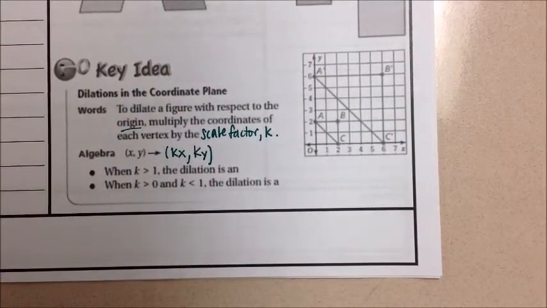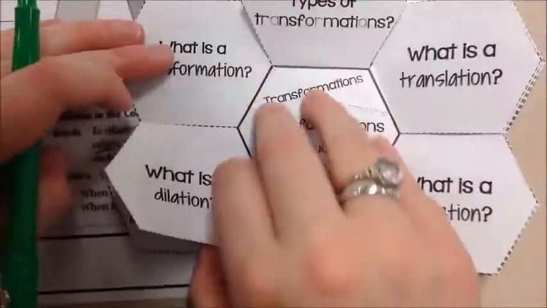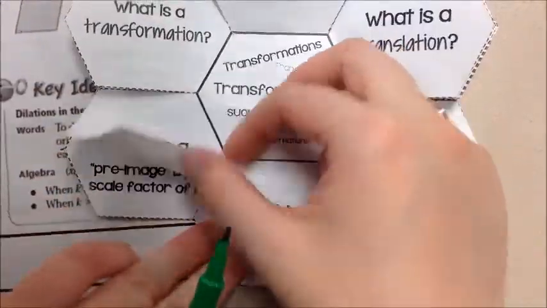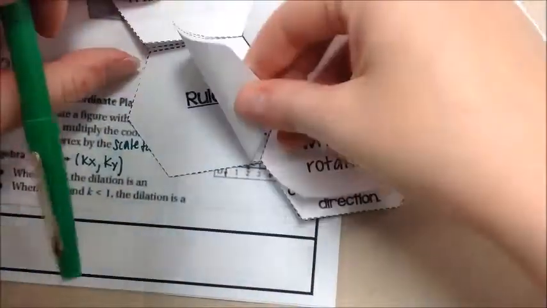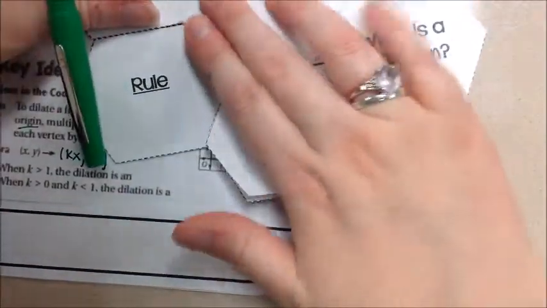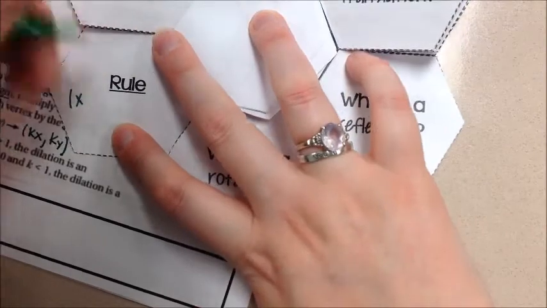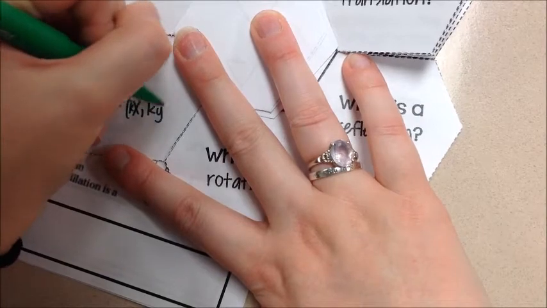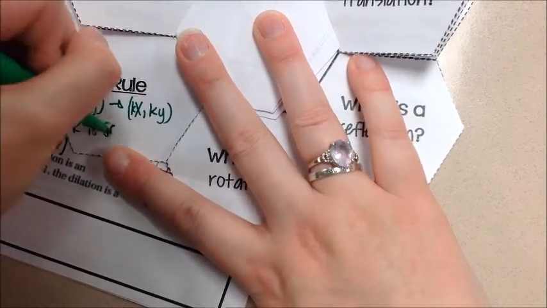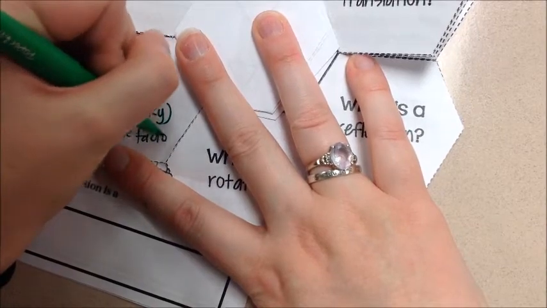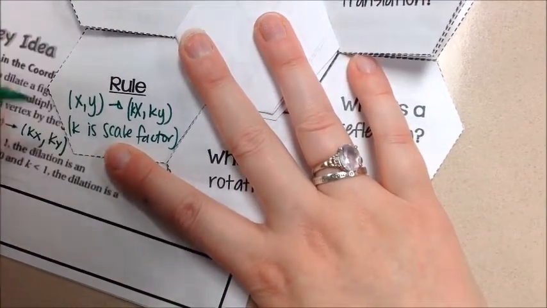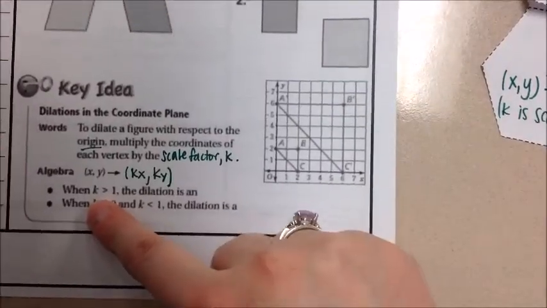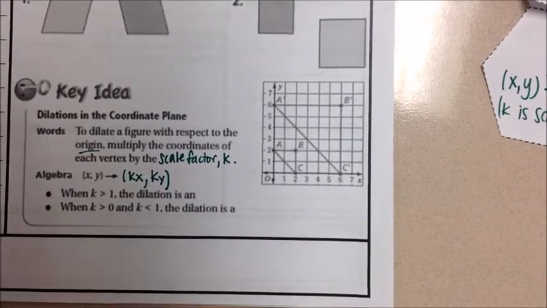So we're actually going to add this to our foldable. So we'll get to this one in a second, but we're going to flip to this last one. And it's what starts as XY becomes KX, KY, which K is scale factor. And it'll always tell you with the scale factor of blank, unless it is asking you to find the scale factor.